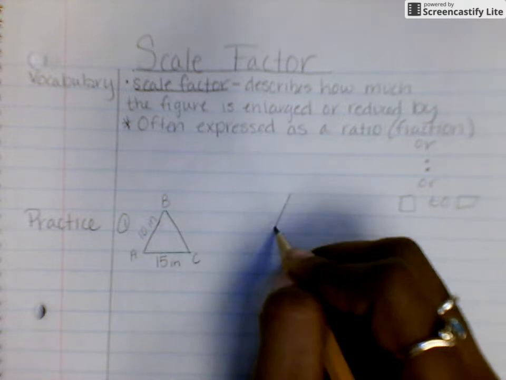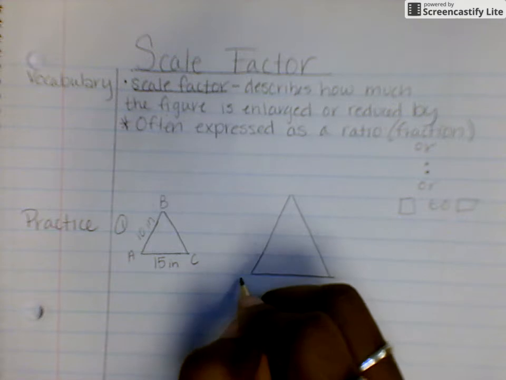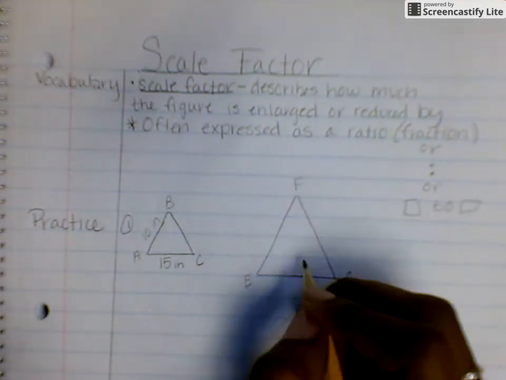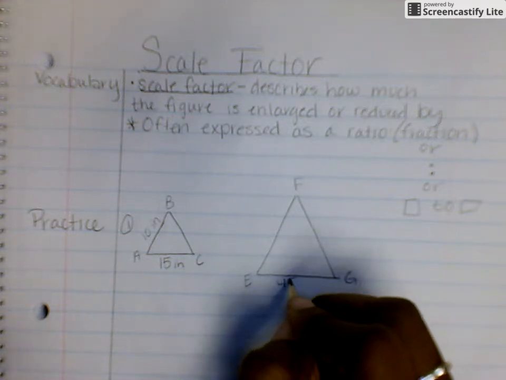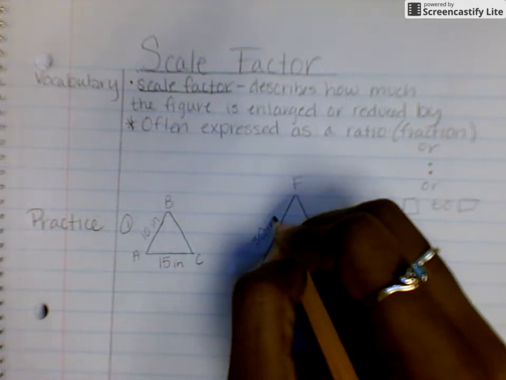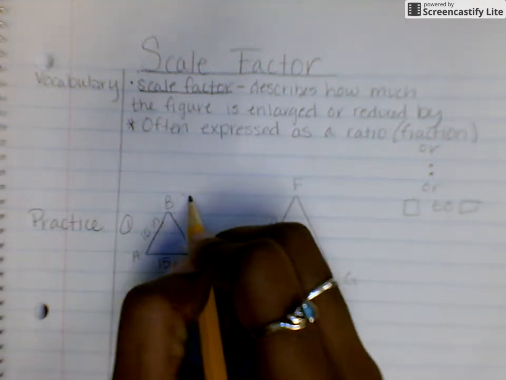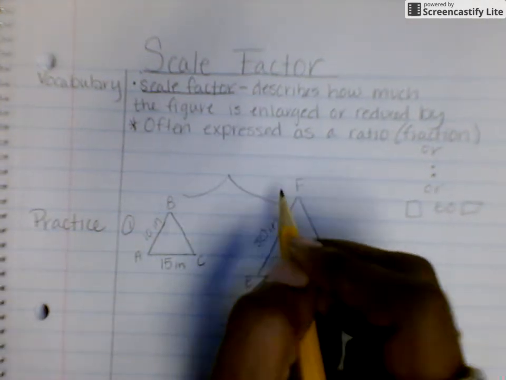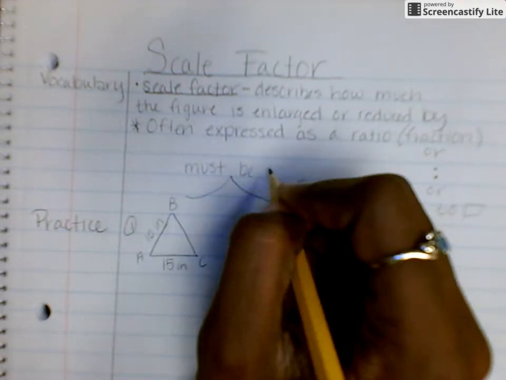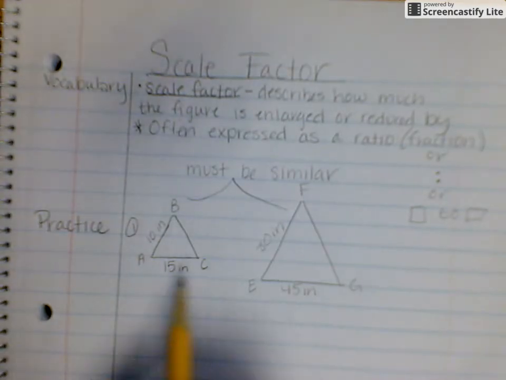and then you have a larger triangle called EFG with sides measuring 45 inches and 30 inches. And I tell you that these two are similar. So in order for there to be a scale factor involved, the two objects must be similar. So if I say they're similar, what is the scale factor in between?